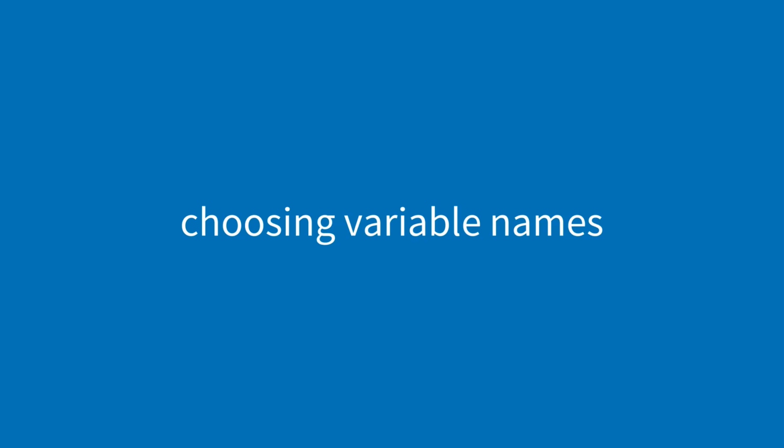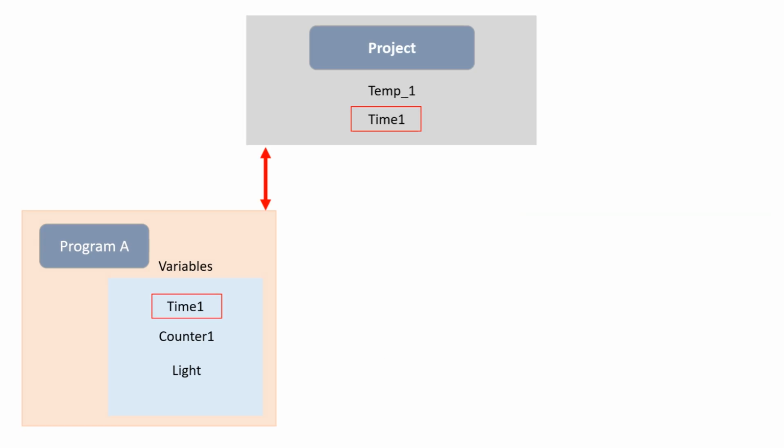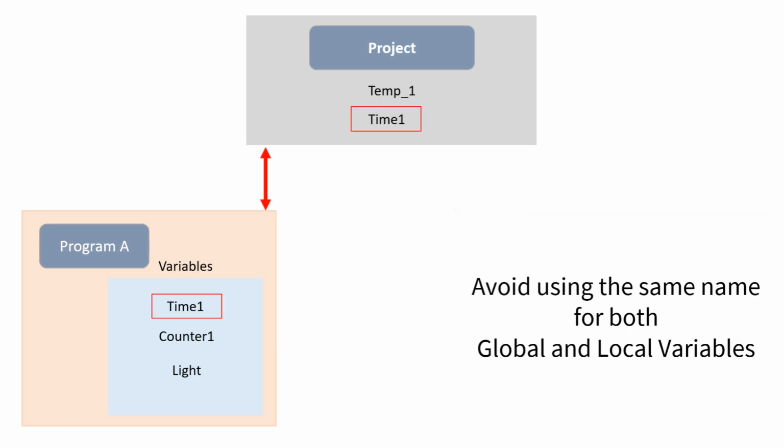Here is something to consider when choosing local and global variable names. You see on the screen 2 programs, A and B, within a project. Notice that each program has variables with identical names, time 1, counter 1, etc. Since they are used for different programs and you cannot overlap between program variables, then you can use the same name. However, this is not the case for global variables.